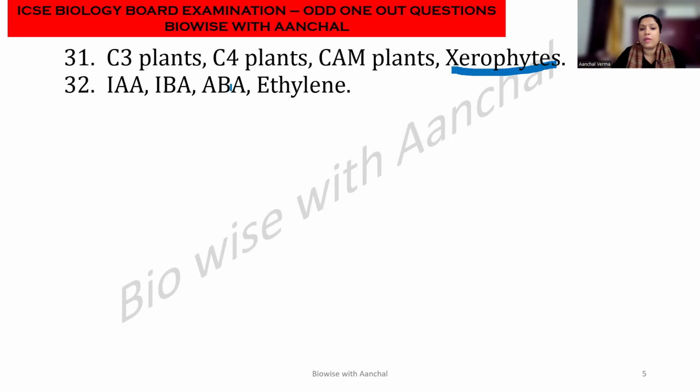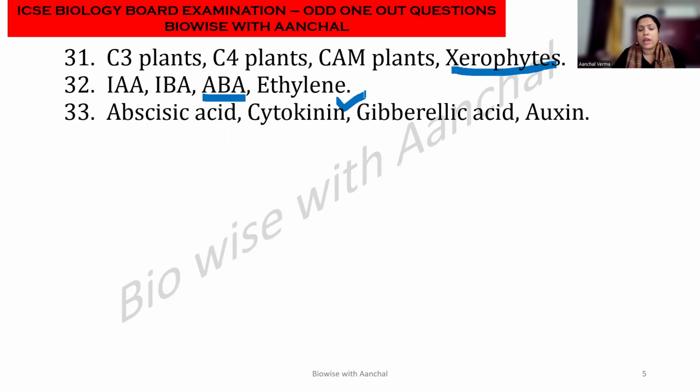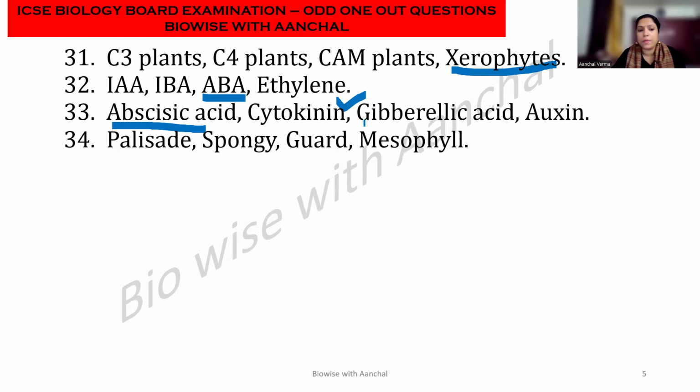IAA, IBA, ABA, ethylene. You can choose here ABA. It's a growth inhibitor. The rest are all growth promoters. You can also choose ethylene. Ethylene is a gaseous hormone. The rest are liquid hormones. Liquid phytohormones you can use. Abscisic acid, cytokinin, gibberellic acid, and auxin. Here you have to choose abscisic acid. The rest are growth promoters, but abscisic acid is a growth inhibitor.